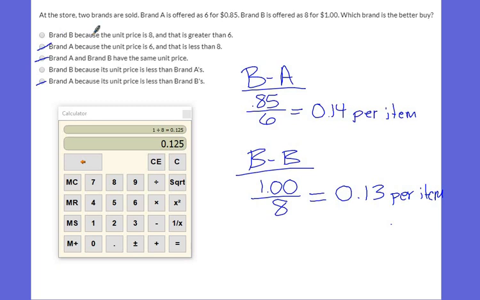This says brand B because the unit price is 8, and that is greater than 6. That is not the unit price. These are the unit price. This says brand B because its unit price is less than brand A. So it looks like this is the correct answer for this problem.